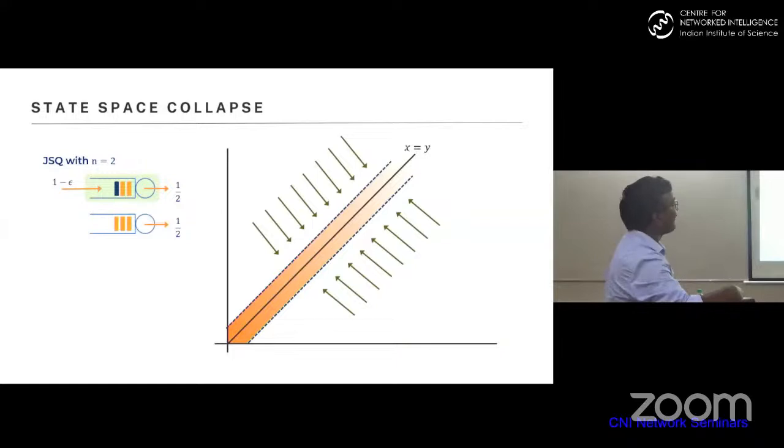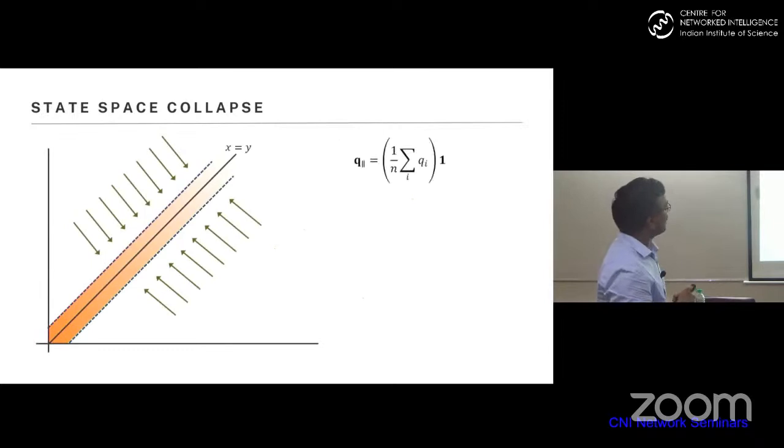And in fact, this is how one actually establishes this state space collapse. That we show that there is negative drift towards this line and on the line. And more formally, the way we show this is as follows. You look at your Q length vector, it's a vector in n-dimensional space. You look at this line, it's a 1-dimensional line.